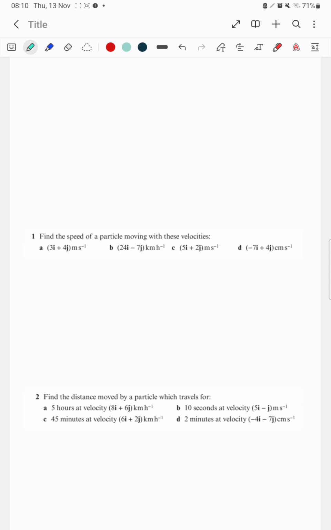Find the speed of the particle which is moving with these velocities. If you see, the velocities are represented as vectors. To find the speed means the magnitude. So what we need to do, we need to find the magnitude of this vector. So it will be 3 squared plus 4 squared and then square root, which is going to be 9 plus 16, square root of 25.